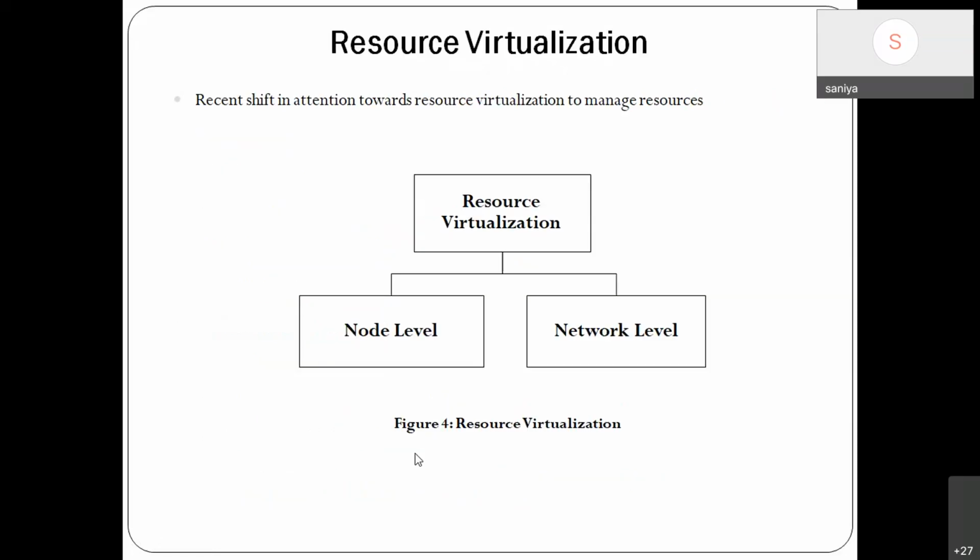Now, the important factor is resource virtualization, which is the most important area where research for resource optimization has been done. We have resource virtualization done at the node level, where the resources of this node are virtualized. Then we can have the network level, where the entire network is virtualized. SDN is somewhat related to this network level. I'm going to tell you that in detail.